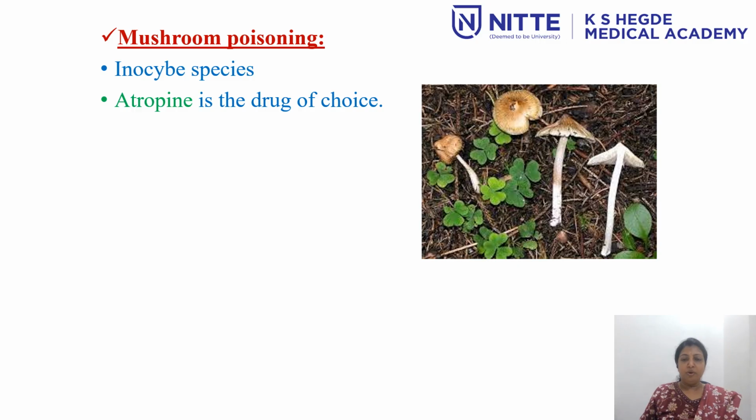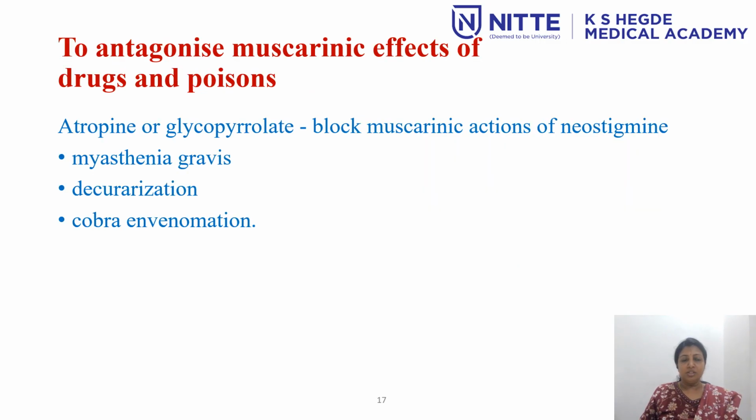In case of mushroom poisoning, Inocybe species are muscarine-containing mushrooms. In those poisonings, atropine can be used. It is considered to be a drug of choice. Atropine and glycopyrrolate can also be used to antagonize the muscarinic effects of drugs and poisons. These drugs can block the muscarinic actions of neostigmine in case of myasthenia gravis, decurarization, or cobra envenomation.